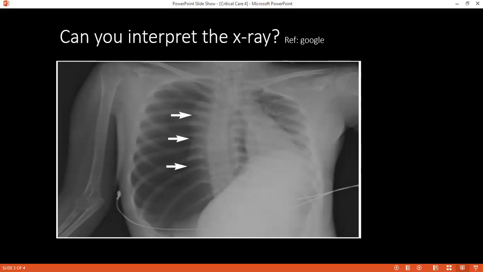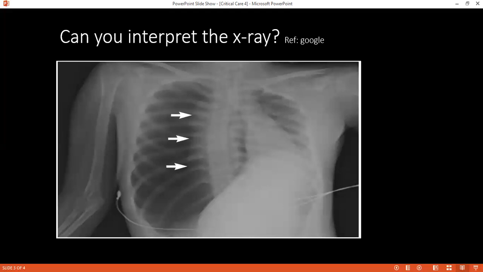If you consider this to be pneumothorax, how many types of pneumothorax can there be? There may be open or closed, simple or tension pneumothorax, primary or secondary. Okay, very good.